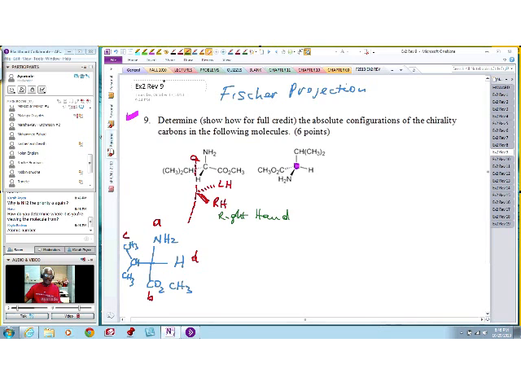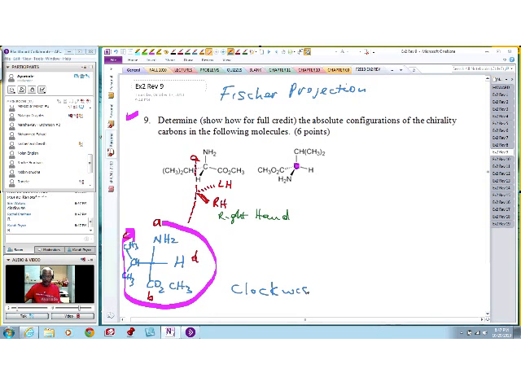Anyway, so let us make our motion from A to B to C. Ignore group D. Completely ignore group D. So we go from A to B to C. What does that motion tell us? That motion is clockwise motion. Right. Very good. So therefore, we would expect that this will be R.